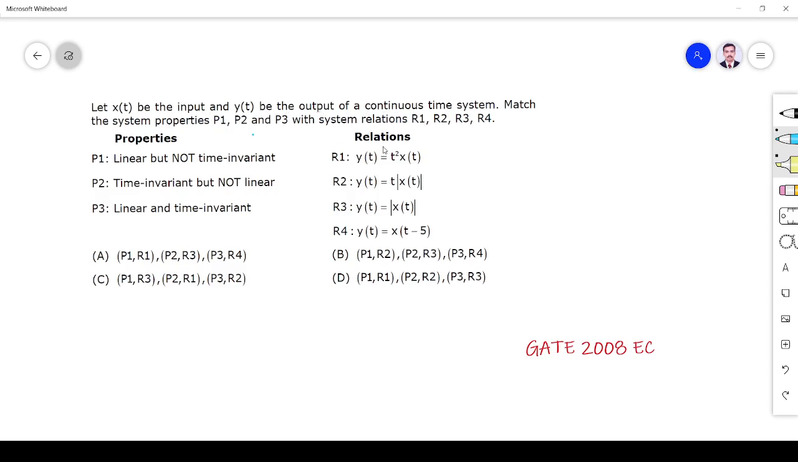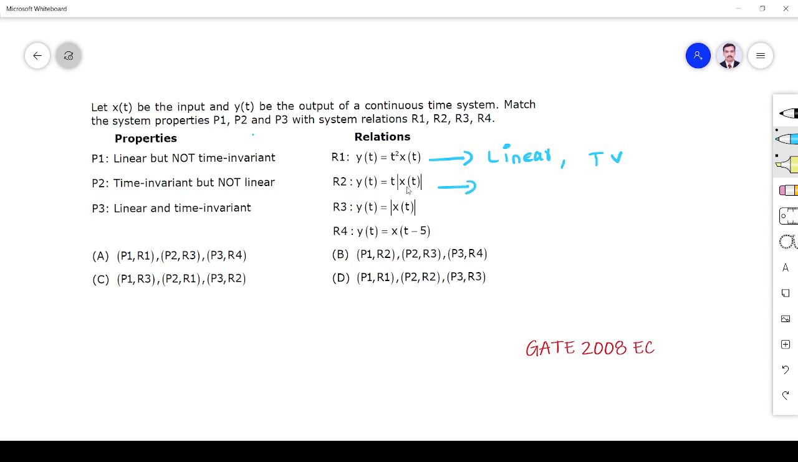So first we have to find the nature of each relation, because we are talking about linear and time invariant. See, this is x of t, y of t. So y of t is proportional to x of t, so it is linear. Proportionality is maintained. But the t squared is there, it is a multiplication factor. T is coming as a multiplication factor, so surely it will be time variant. If you have any doubt, please refer to my videos on linear and time invariant signals and systems.